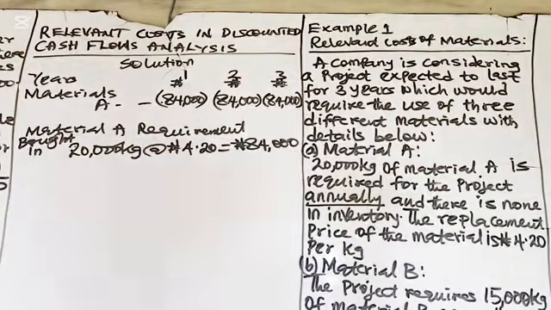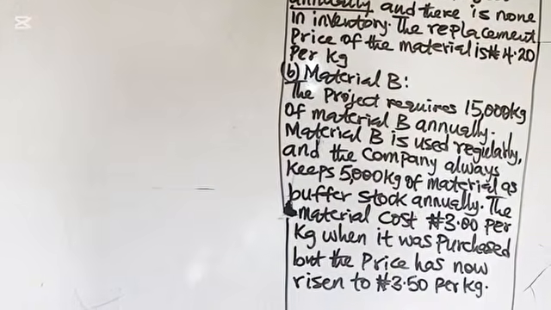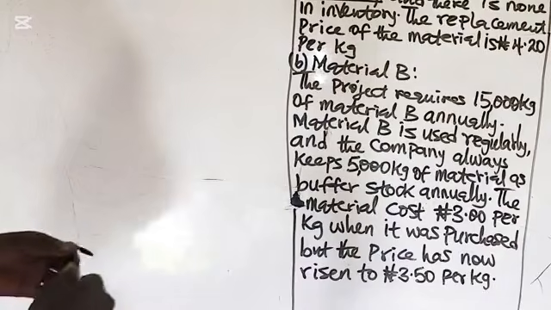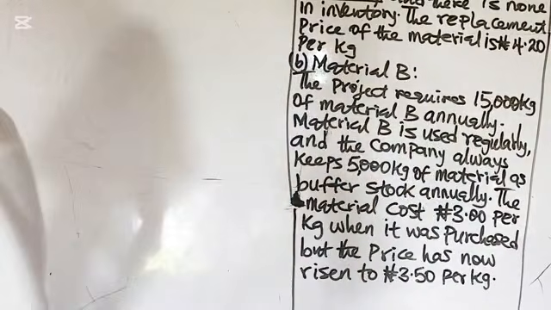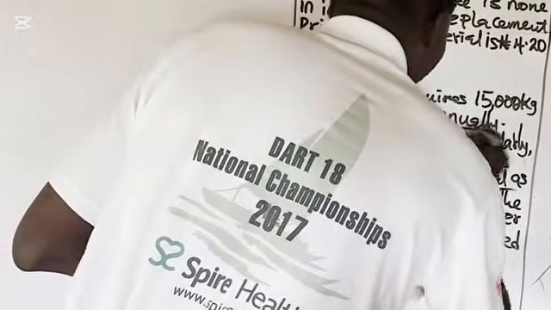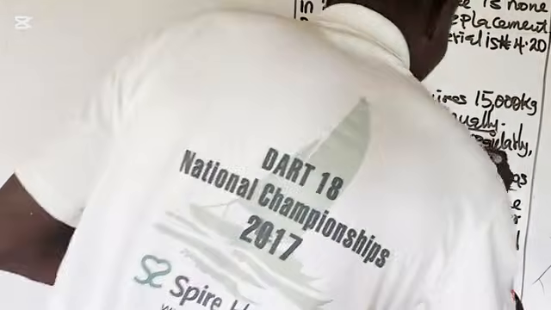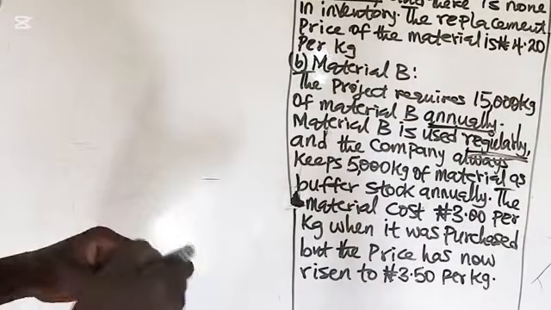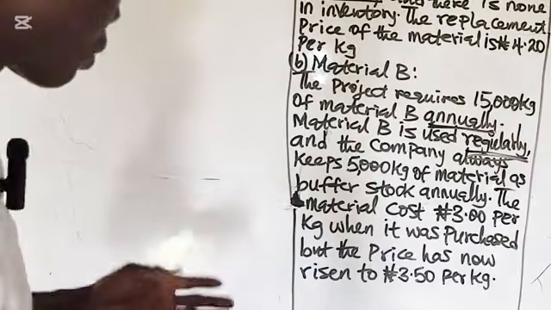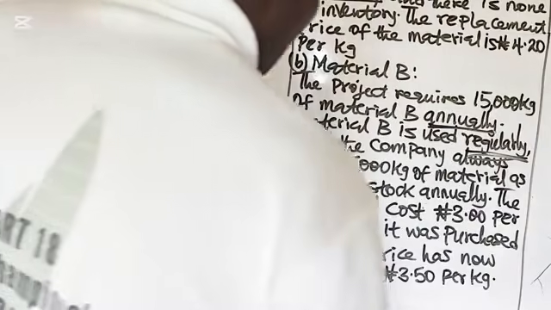Now, material B. So what type of material is material B? You were told the project requires 15,000 kg of material B annually. What you need annually for production is 15,000 kg. Material B is used regularly. Remember, I've told you where it can be ascertained that the materials are used regularly, then that means the relevant cost of the material is the current replacement price.